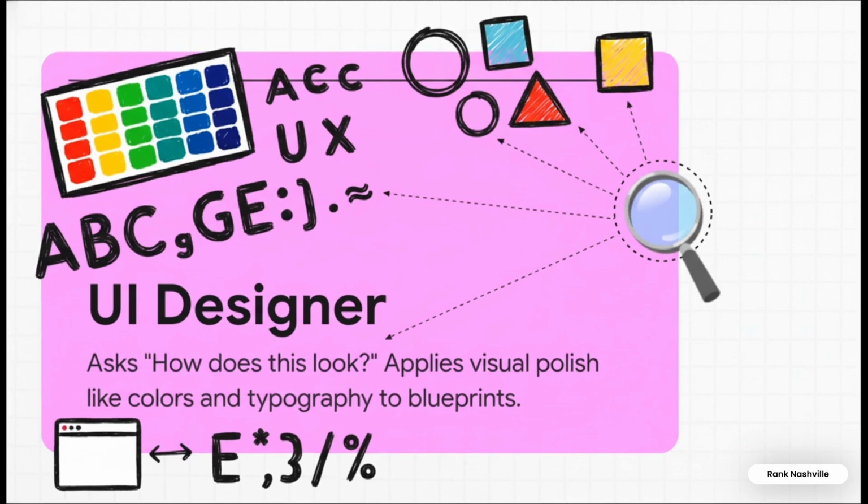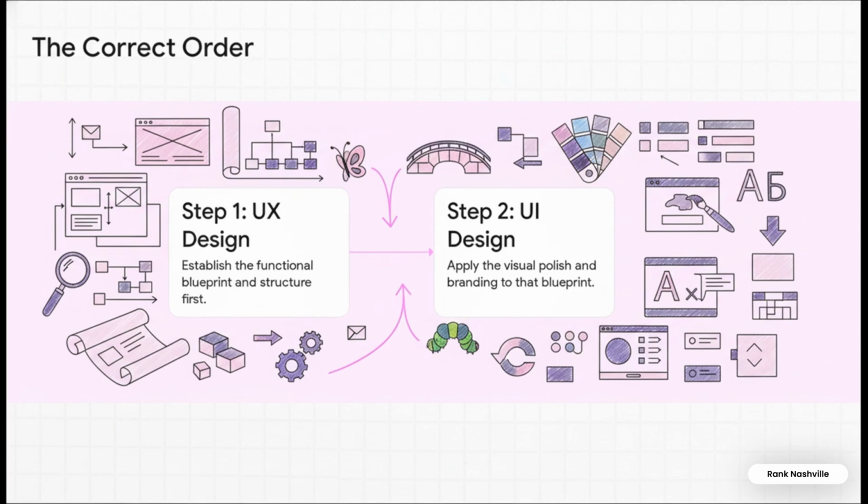They are masters of aesthetics. They're asking, how does this look and feel? They pick the colors, the typography, the spacing, all the things that create a stunning interface that feels professional and trustworthy. And this right here is so important. The order matters. You absolutely have to do the UX work first to figure out what you're building. Only then can a UI designer come in and decide how it should look. It's always structure before style.